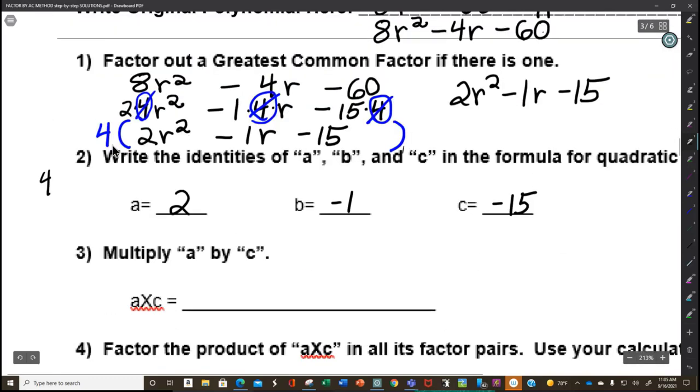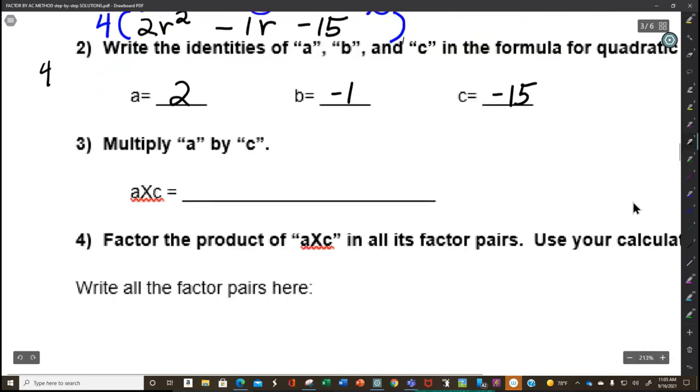Notice that we have to pull out a GCF first when there is one. I mean, a GCF for the whole expression, and then worry about the leftovers, factoring the leftovers. So now I multiply a times c. 2 times negative 15. Well, it would look better if I do that, wouldn't it? 2 times negative 15 is negative 30.